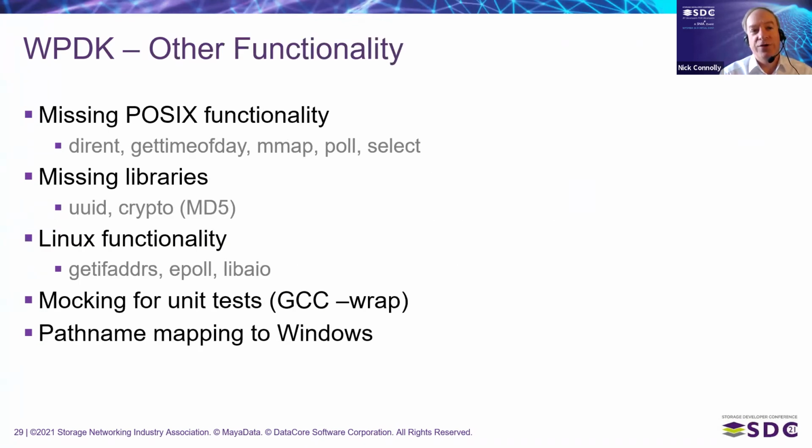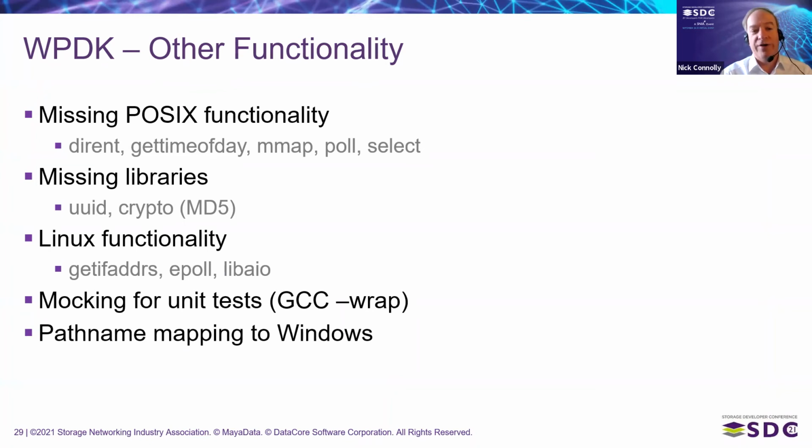There are lots more issues that WPDK resolves, from missing POSIX functionalities such as dirent, gettimeofday, mmap, poll, select, to missing libraries including UUID and crypto. In addition, WPDK provides implementations of Linux-specific functionality such as getifaddrs, epoll, and libaio.